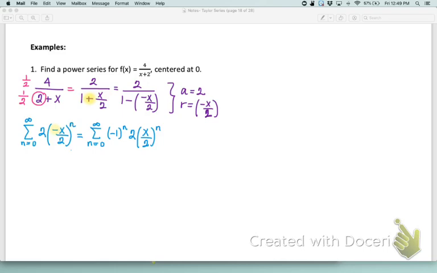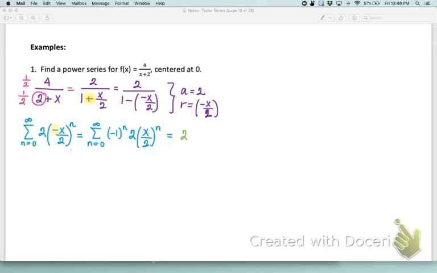So if we just start from the beginning and plug in values for n. So when n is equal to 0, x over 2 to the 0th power is just 1. Negative 1 to the 0th power is 1. So we're just left with 2. Plus, when we do to the first power, well, we won't actually have a plus.